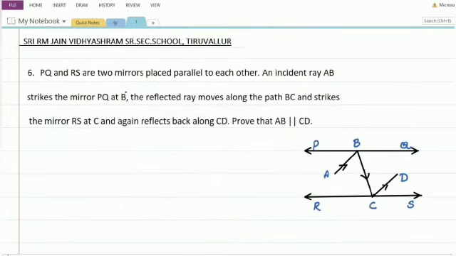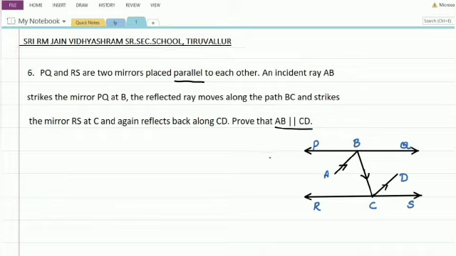Here PQ and RS are two mirrors placed parallel to each other. An incident ray AB strikes the mirror PQ at B. The reflected ray moves along the path BC and strikes the mirror RS at C and again reflects back along CD. Prove that AB is parallel to CD.